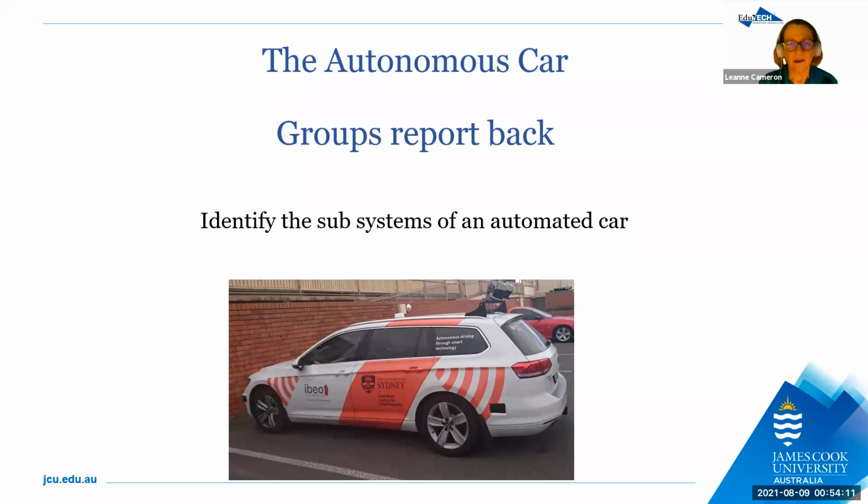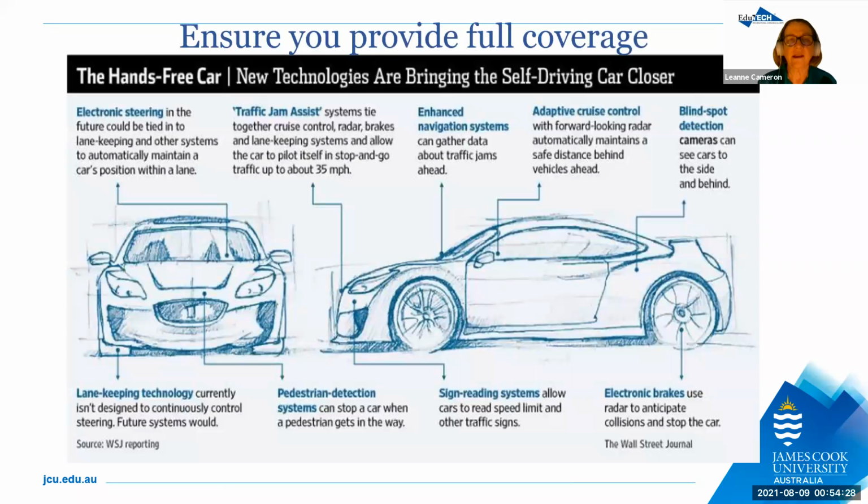The next step is getting the groups to report back. Again, a fairly quick process. We want everybody thinking about this topic. We get them to identify the subsystems, think about all the things and how they interact. And then finally, we pull it all together. So we have a summary ready to ensure that they've got full coverage.